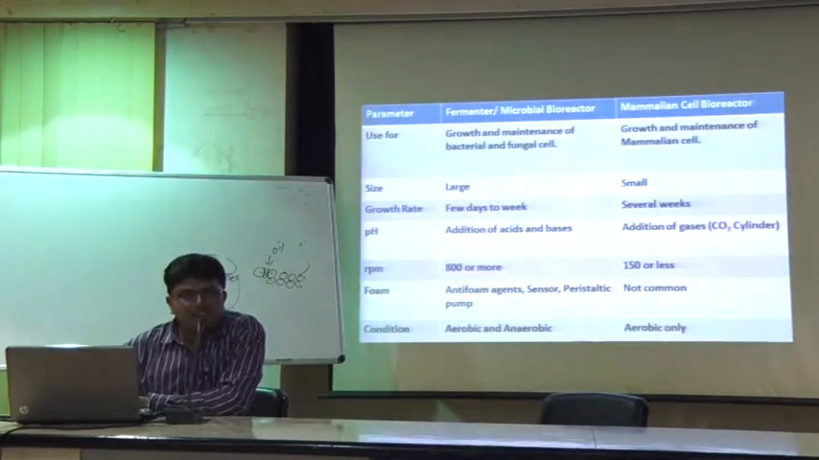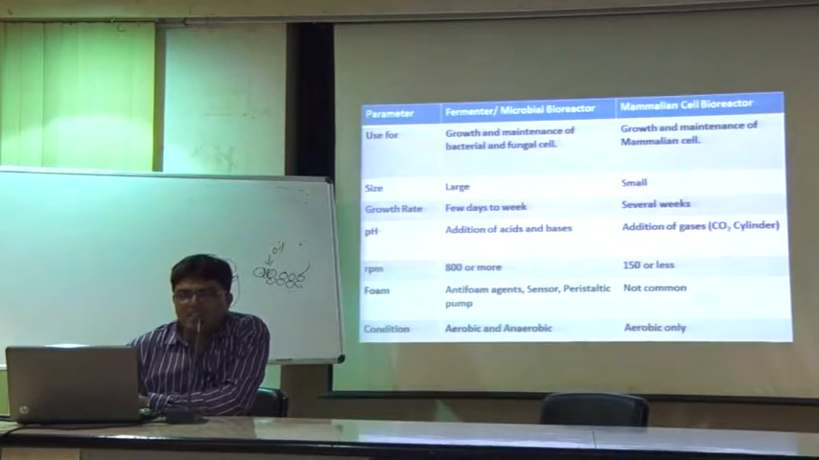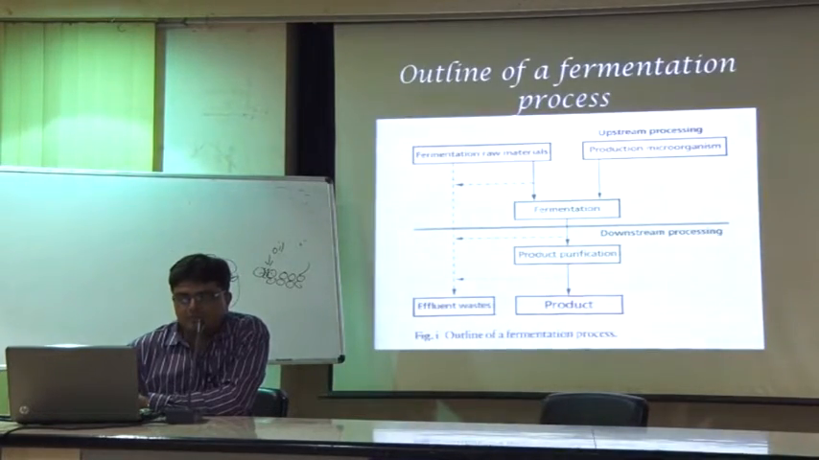And the last one, again a most common one: your fermenter can operate in both situations, aerobic as well as anaerobic, whereas you can work with your mammalian cell always in an aerobic condition. So these are the major differences between your bioreactor and fermenter.